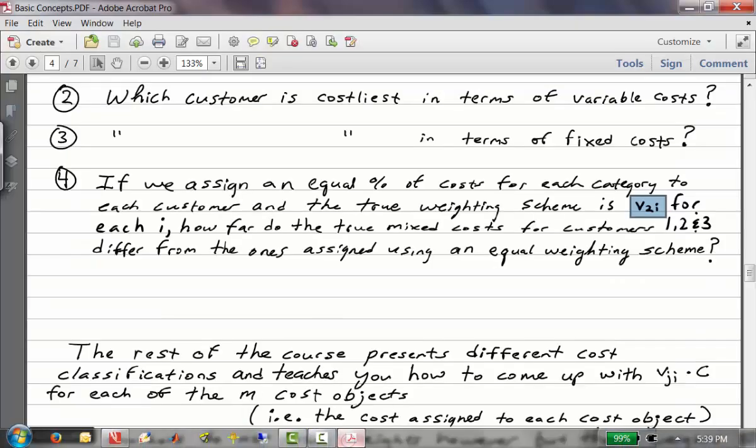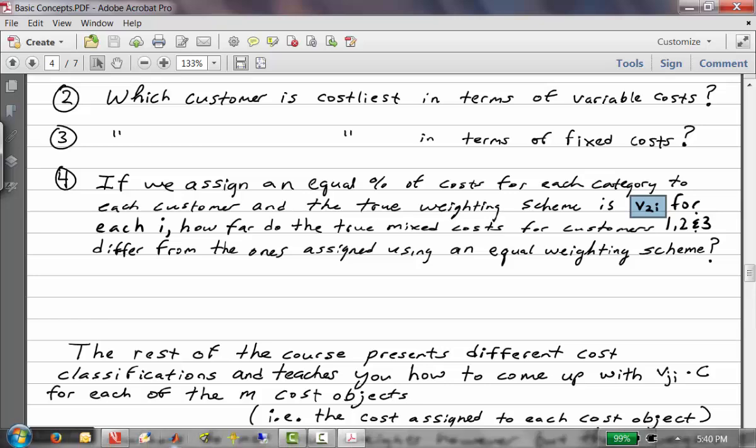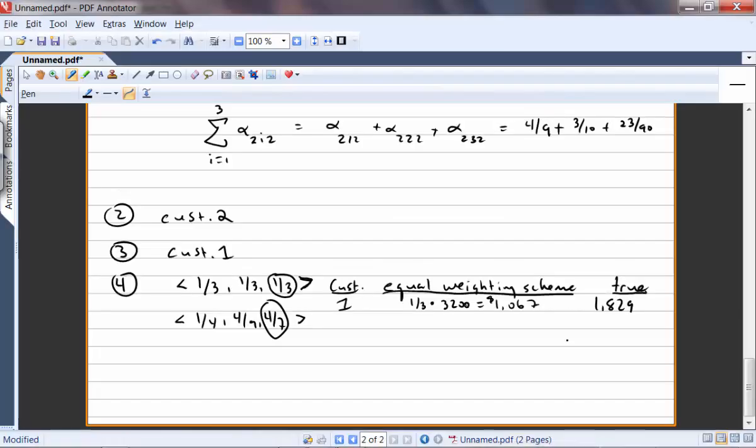And then the question though is, how far did the true mixed costs differ from the ones assigned using the equal weighting scheme? So what's the difference between these numbers, this 1,829 and 1,067? If we use an equal weighting scheme, if we take a shortcut, we're going to undercost customer one. We're going to say that they cost us 1,067 in terms of mixed cost, when they really cost us 1,829. That's the idea.